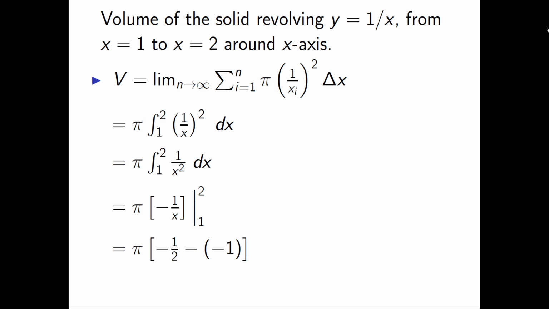Plugging in the 2, we get negative a half. Plugging in the 1, we get minus 1. So this comes to pi over 2. We didn't actually have units in this case, so it's just units cubed. So that would be the volume of that solid rotated around the x-axis. We just look at the picture again. There it is. That has pi over 2 units cubed volume.